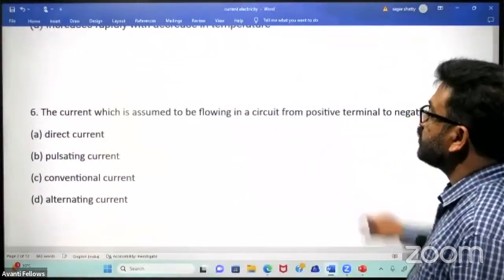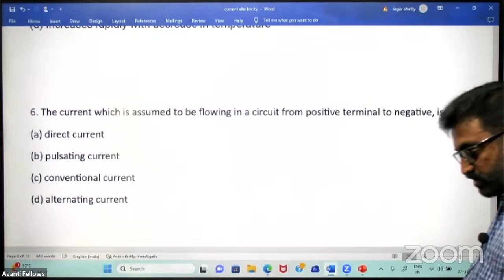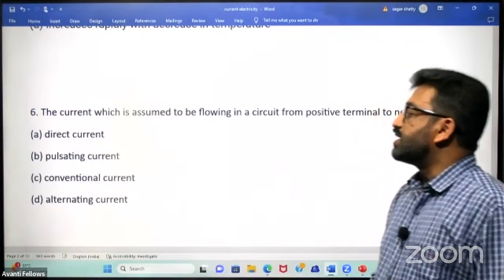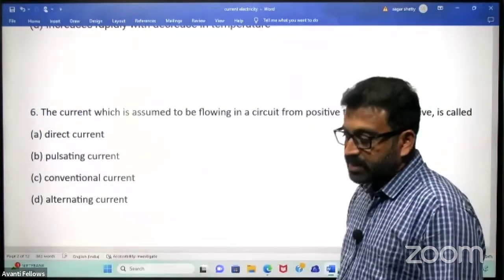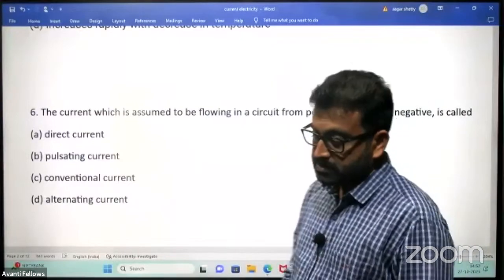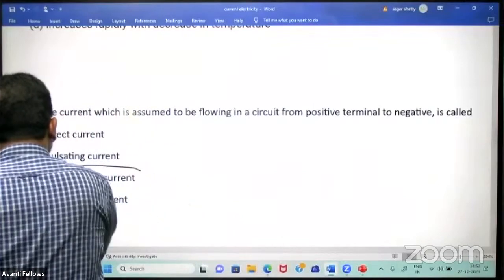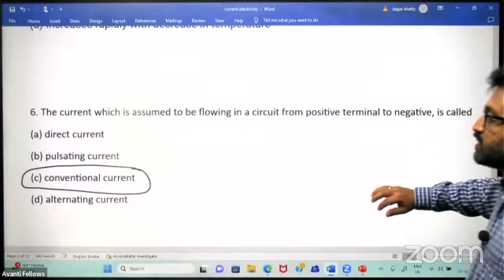The current which is assumed to be flowing in a circuit from positive terminal to negative terminal is called which current? Direct current, pulsating current, conventional current, or alternating current? Which is the correct option? So it is the conventional current. Conventional direction of current is taken from positive to negative.